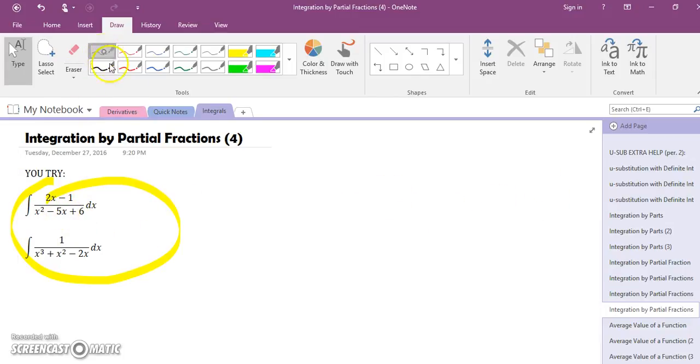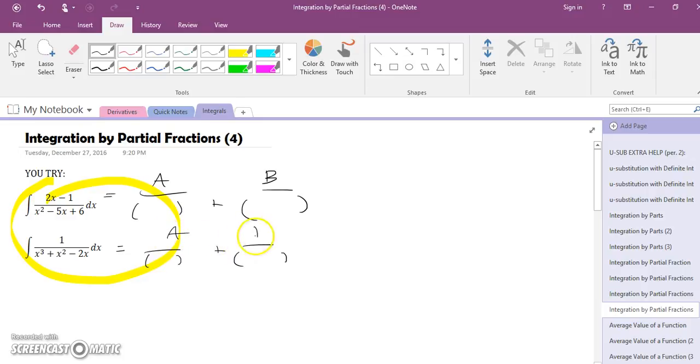This one is going to be written as two factors, and there's going to be an a and a b, and you'll have to solve for a and b. This one is going to be three factors, and you're going to have to figure out what a, b, and c are. So that's a third degree, so that's how you know there's three factors. All right, so I'm going to pause the video right now, try them both. Don't just copy my work, it's not going to help you.